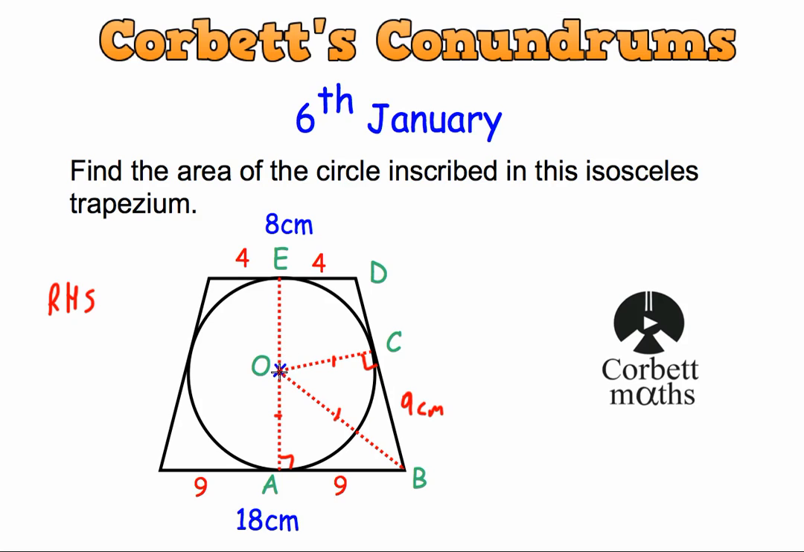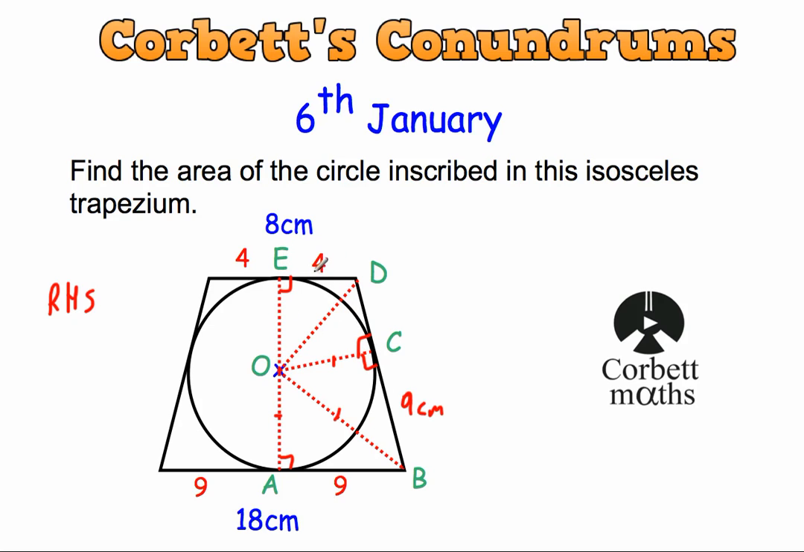So up here, I'm going to connect up O to D, in other words, the center of the circle to D, which is the top right hand corner of the trapezium. And again, we've got some congruent triangles. EOD and ODC, those two triangles are congruent. Again, they've both got right angles. They both share the hypotenuse, and they both have a radius, OE and OC.